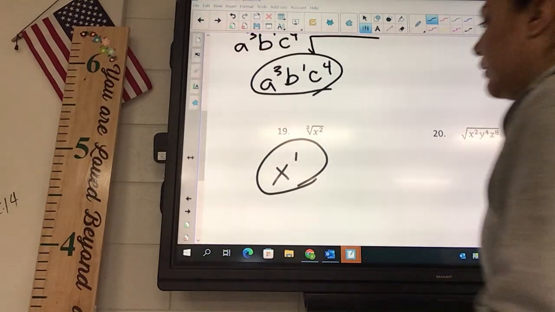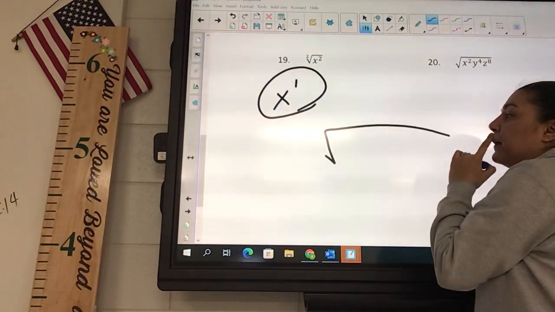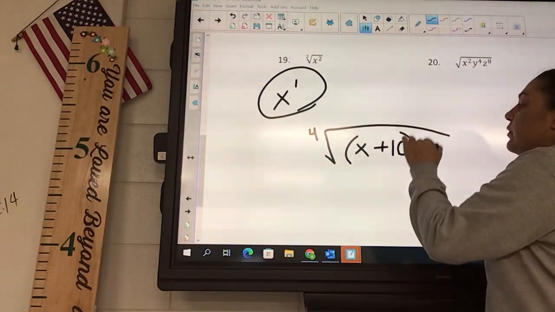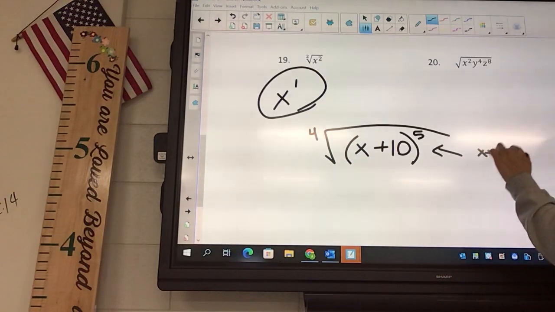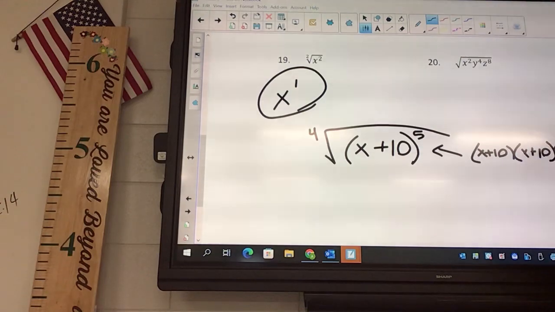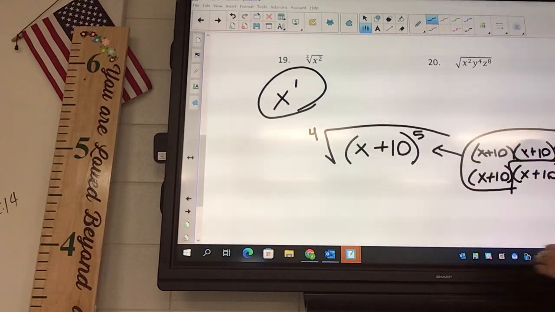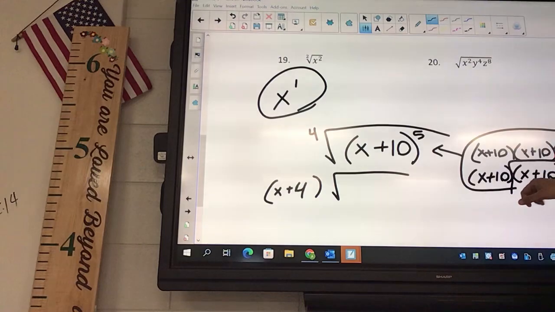Okay, it does not matter what is underneath the radical, because I know a lot of you are going to ask me about one of the problems. If I put under here, and I'm not going to do exactly this, but this to the 4th, and I say x plus 10 to the 5th, that means I have on the inside here x plus 10, x plus 10, five times. So how many of those can go? What's my group number? Four. So I can take four of them. One, two, three, four. So x plus 10 goes on the outside. What goes on the inside? An x plus 10. It doesn't matter, you could change this to x plus 32. You still take them in groups.